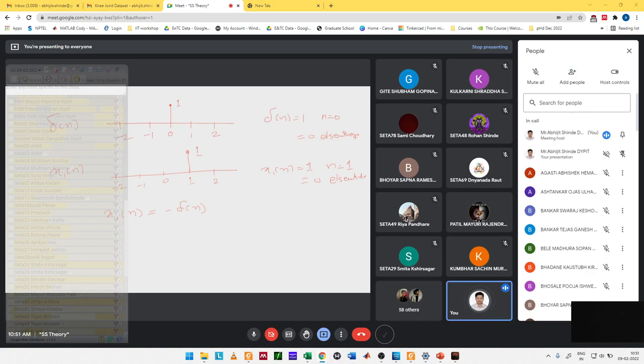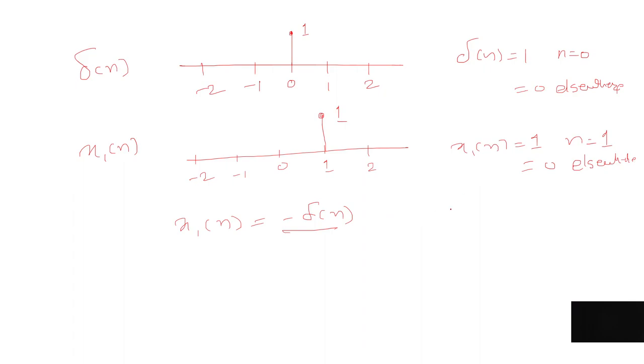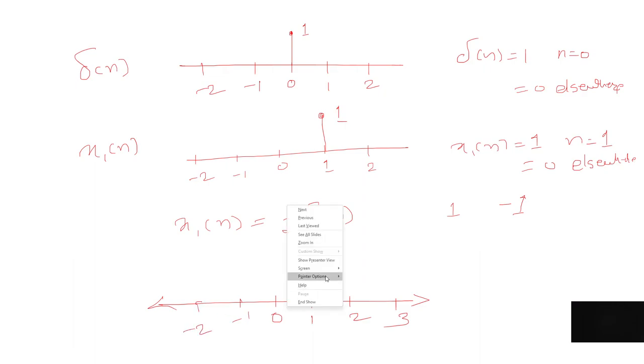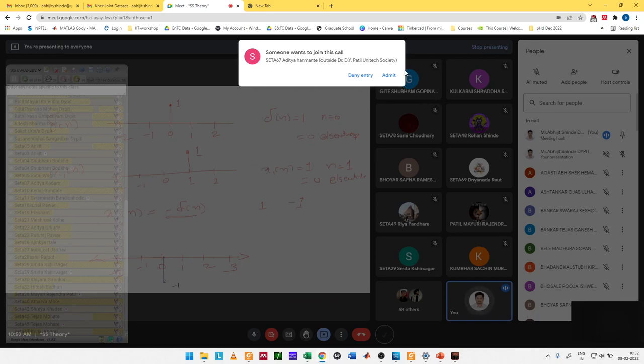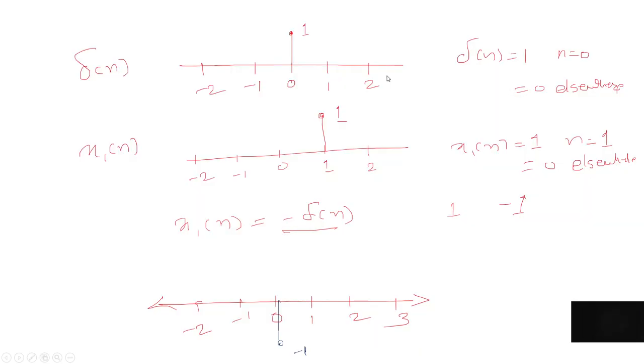No, sir. No, right? Why? Because if I write something like this, its value is 1, so it will become minus 1. So at 0, let me draw this. If I do like this, what will happen? So this is 0, right? This is 1, this is 2, this is 3, minus 1, minus 2. What will happen if I do something like that? It will be minus 1, right? And that will be a wrong one.